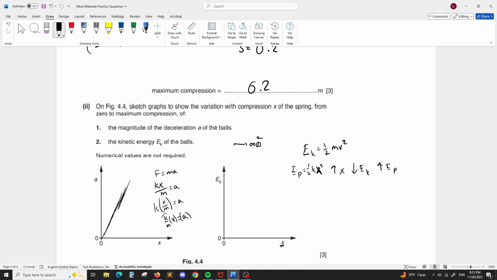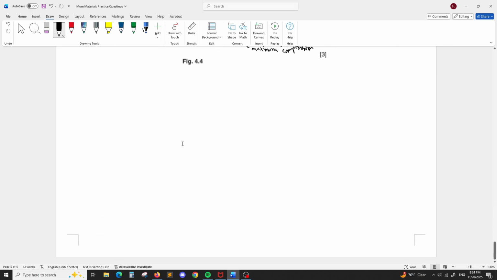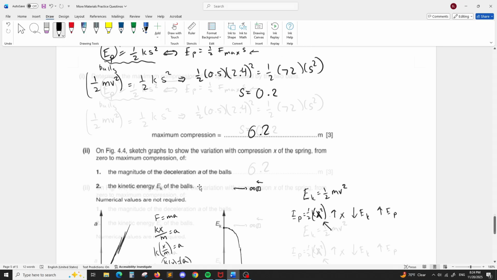But essentially, as x increases, we start with positive initial energy, right? But this term is actually squared. So it turns out that we go concave down like this. And yeah, this is when you reach maximum compression, right? Our balls are not moving. And yeah, so that's going to be it.